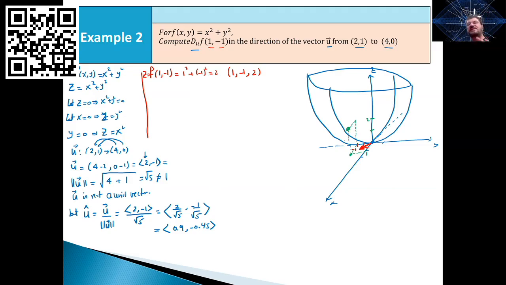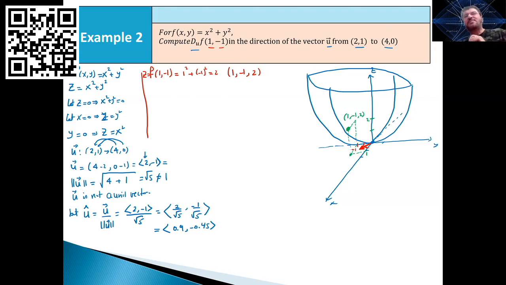So what's happening, guys, here? This point is 1, negative 1, and 2. There is an object here. This object is moving around on this surface. We need to find the directional derivative. Okay, how do you find the directional derivative?